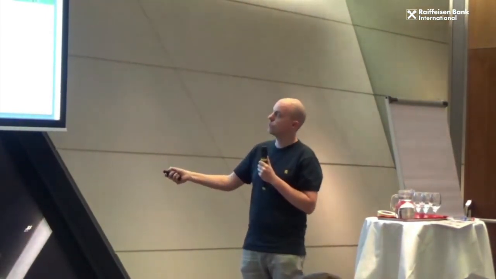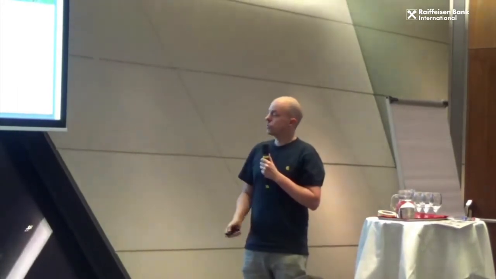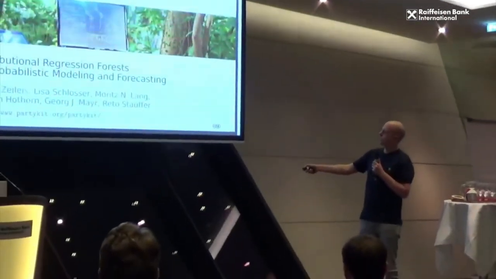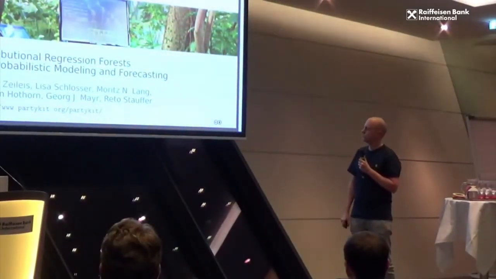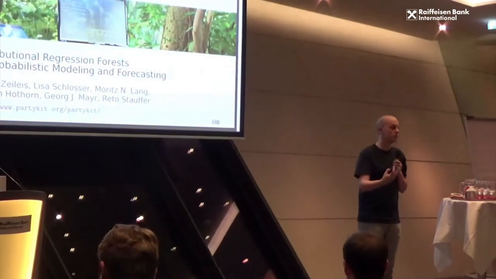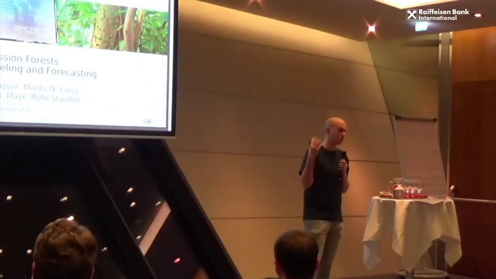And so we established this general framework that we call distributional regression forests, that adapt regression trees and random forests to this probabilistic or distributional case. This is joint work with quite a few people, probably most importantly, going back the longest time with Torsten Hothorn, with whom I've worked on related methodology for more than 15 years now, and then all the hard work was done by two PhD students, Lisa and Moritz. And Georg Mayr and Reto Stauffer are two collaborators with a background in atmospheric sciences that are collaborators on these weather prediction case studies I will show you.